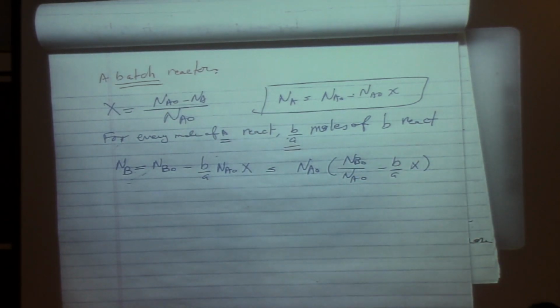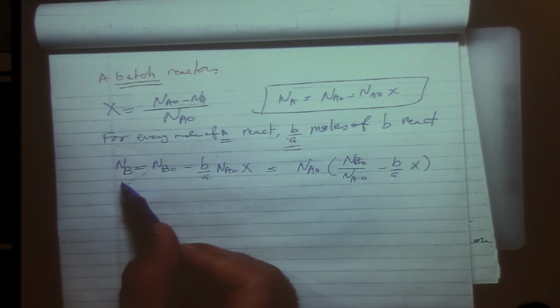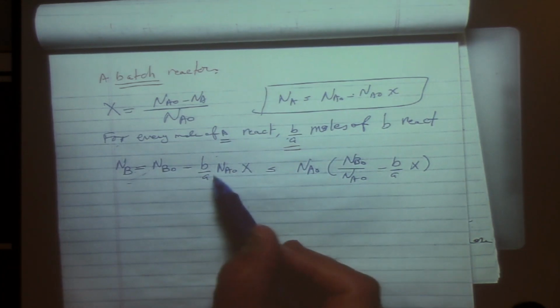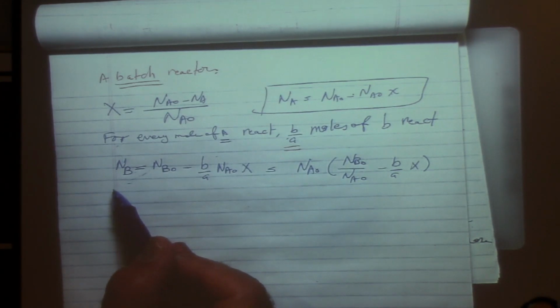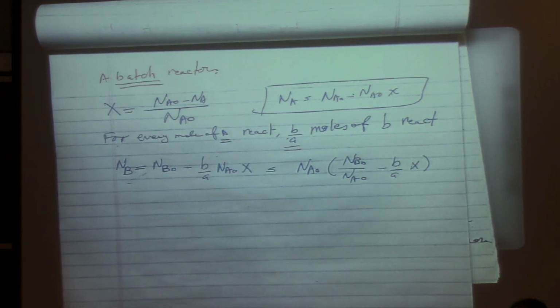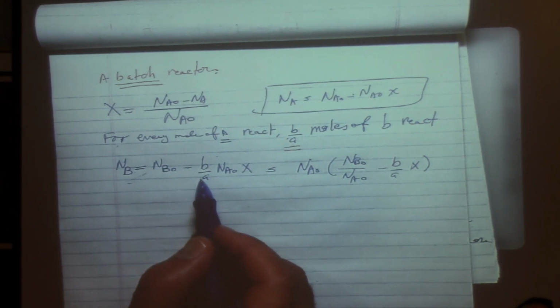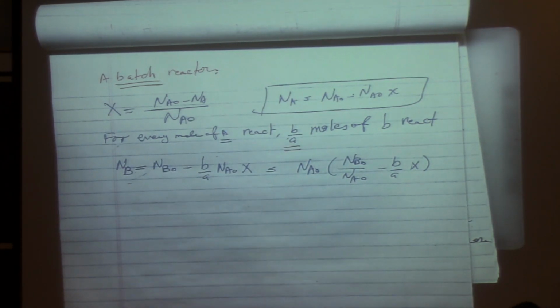You can do this type of relationship for C and D. For example, for C it would be NC0, which if it's 0 obviously would be 0, plus c/a NA0 X. For ND, again on the right-hand side for a product, it would be ND0, and if ND0 is 0, it would be 0 plus d/a times NA0 X, right? So this is very simple.